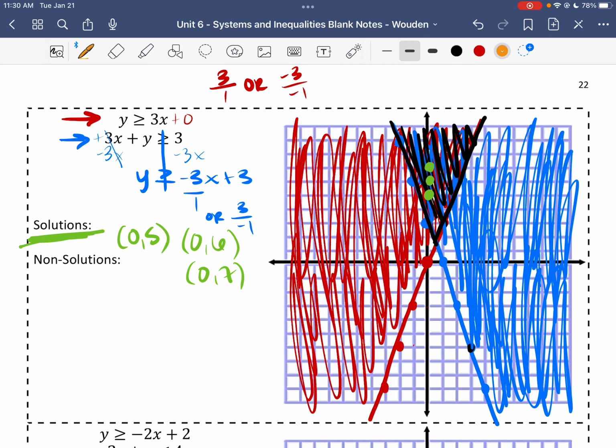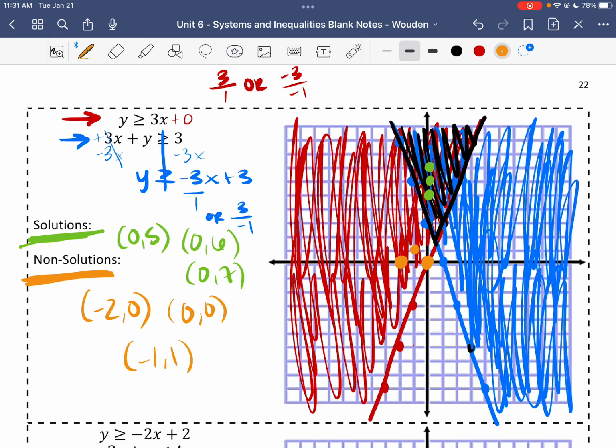Okay, now let's do non-solution points. So points that are not in my overlap area. Well, that's going to be easy. We'll just do this point right here. Negative 2, 0. 0, 0, that's also not in my shaded area. And just for funsies, we'll do negative 1, 1. That's also not in my shaded area.